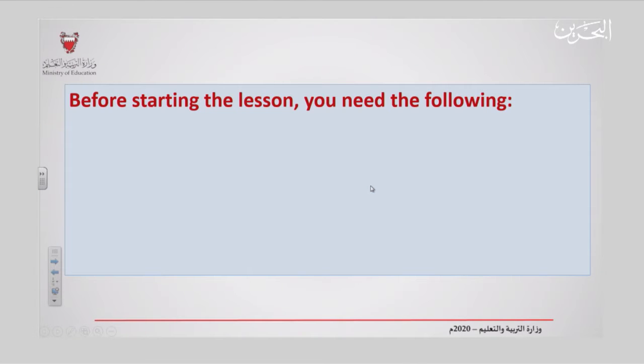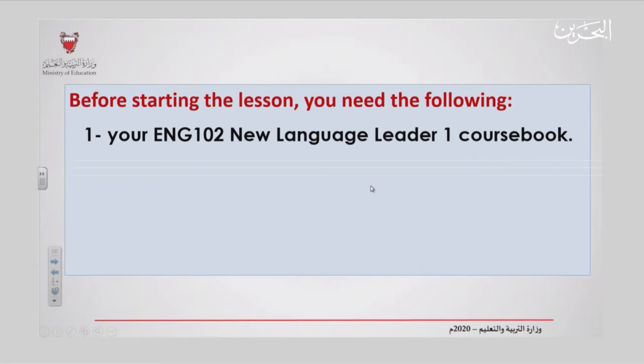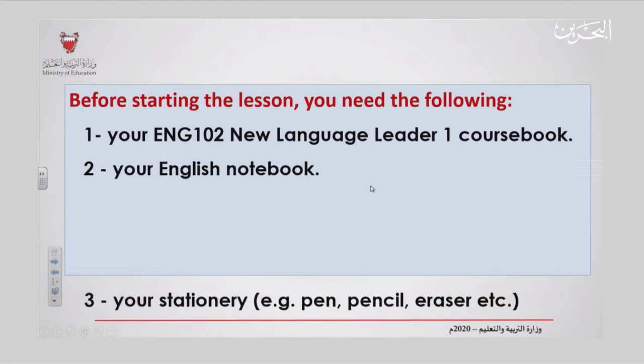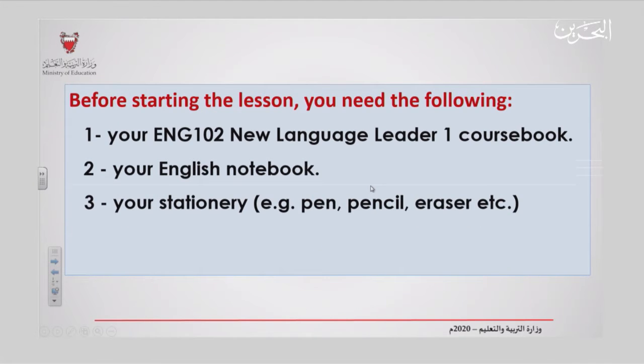So before starting the lesson, you need the following: your English 102 New Language Leader 1 course book, your English notebook, your stationery like a pen, pencil, eraser, or what you need, and a dictionary.